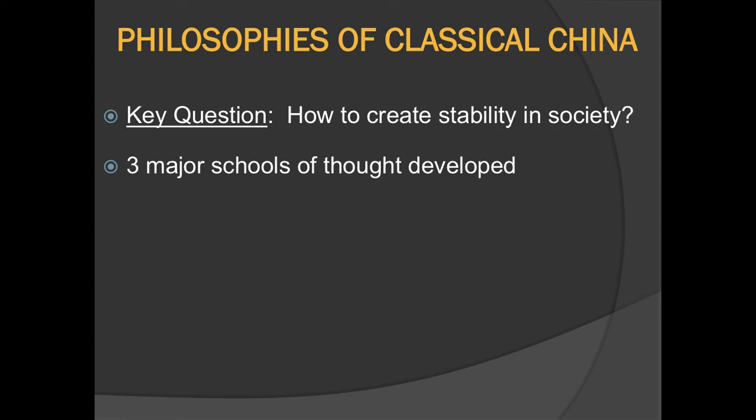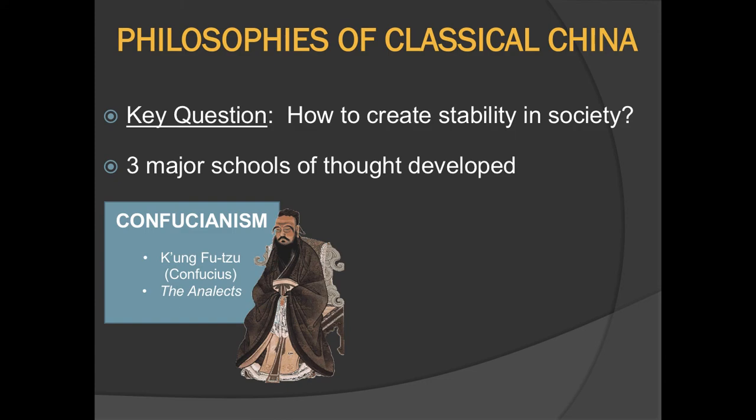All right, three major schools of thought that developed. And they all tried to answer the same question: how to create stability in society. So you got to keep in mind, before the Qin dynasty, all hell was breaking loose, lots of different little states, all fighting with one another for control. No one seems to be happy. No stability. So the three schools of thought that developed were as follows.